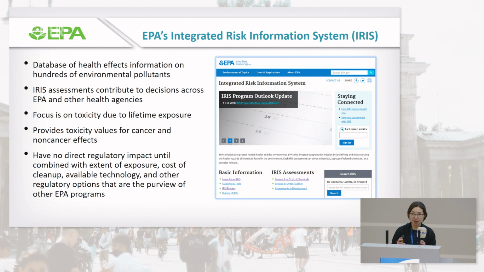This is going to be deja vu for just a couple of slides, but again, I'm going to provide some context for what I'm talking about by talking about the IRIS program. So EPA's Integrated Risk Information System, or IRIS program, develops and maintains a database of health effects information for hundreds of environmental pollutants. And we focus on toxicity that's due to chronic or lifetime exposure and provide numerical toxicity values for cancer and non-cancer effects.